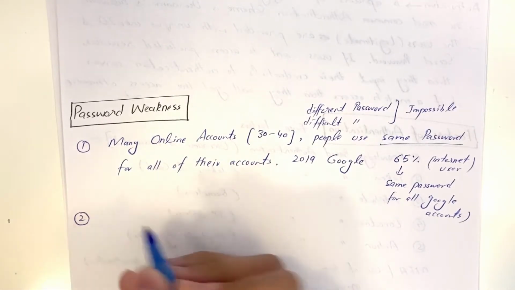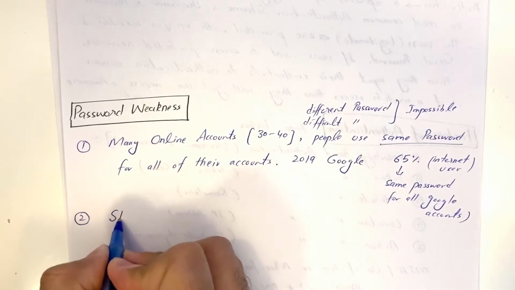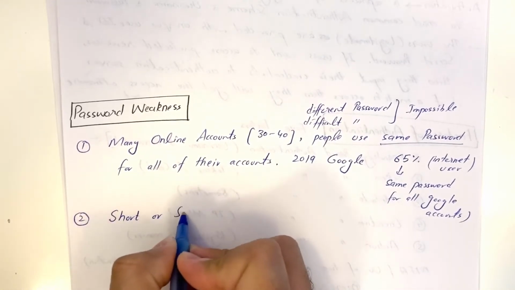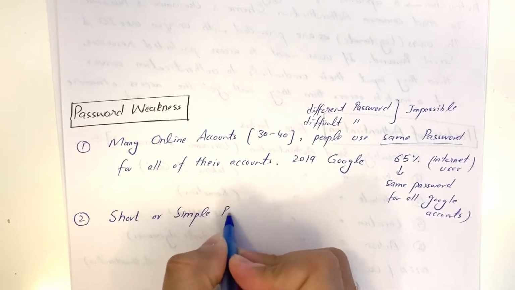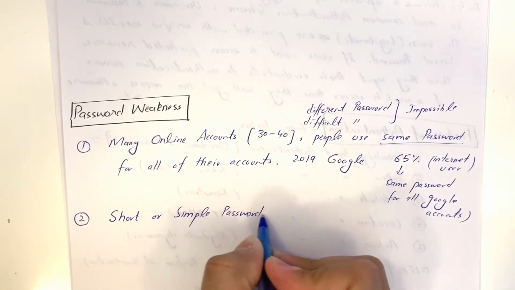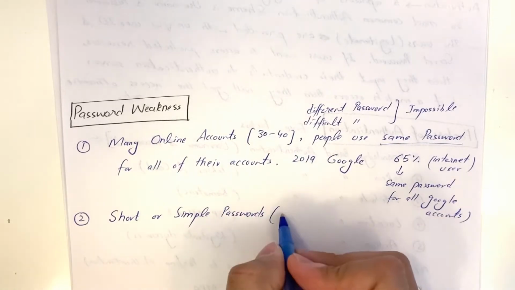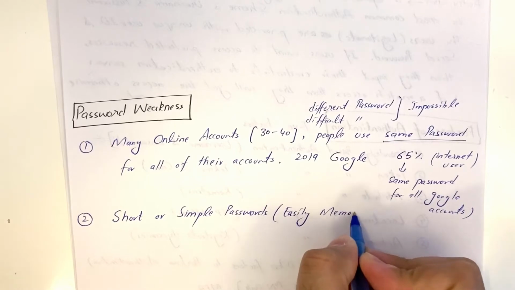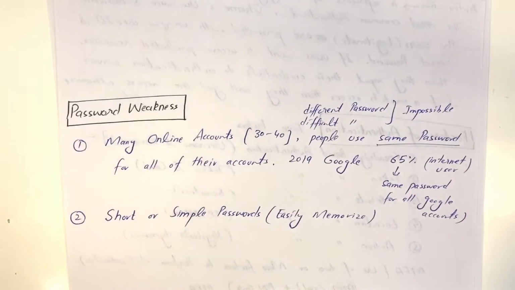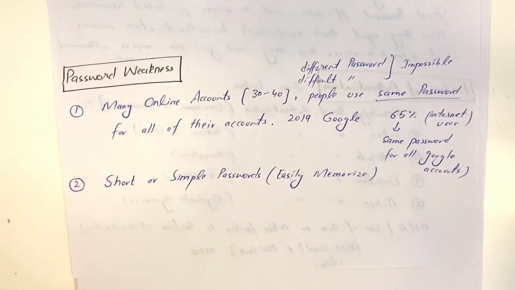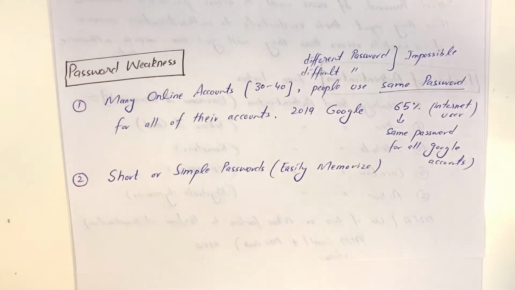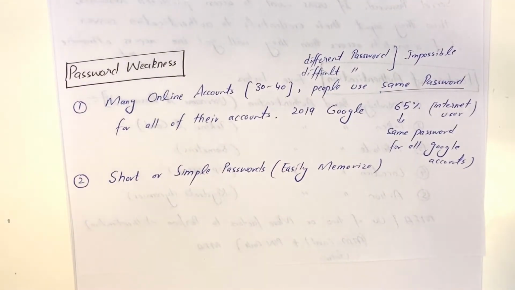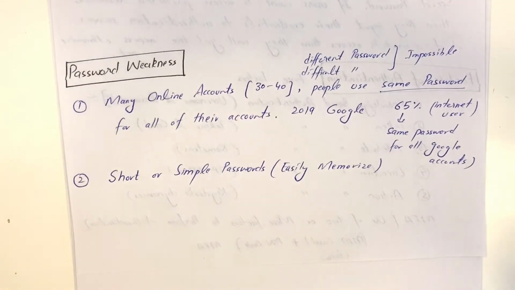The second weakness of passwords is that people use short or simple passwords so they can easily memorize them, because this is something you have to memorize. And again, that's risky. If you use a short or simple password, it can be easily guessed. People can easily crack your password.